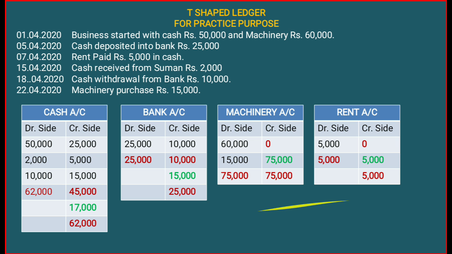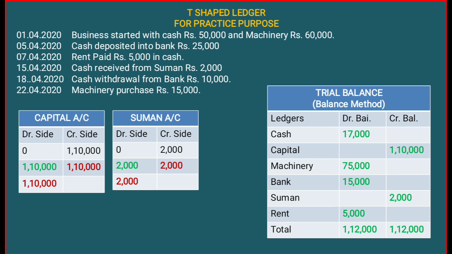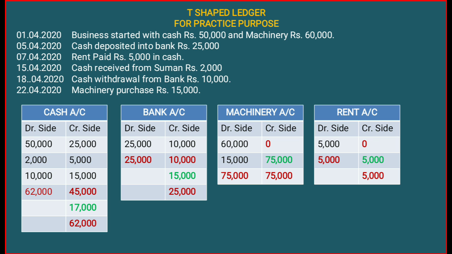Here the business started with cash 50,000 and machinery 60,000. It means this 50,000 and 60,000 I have to write on the debit side of the cash account and the debit side of the machinery account. The sum of both machinery and cash we have to write in the capital account. So I have written 1,10,000 on the credit side of the capital account. Then cash deposited into bank: that 25,000 we have to write on the credit side of the cash account and the debit side of the bank account.